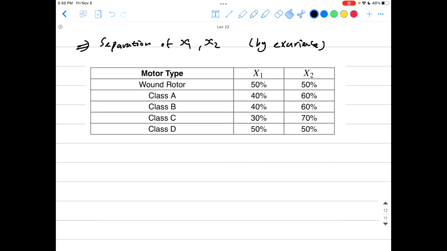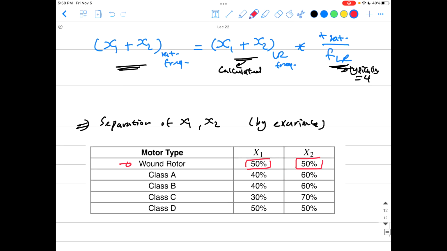So it depends. Typically for the machine, if it is a wound rotor machine, then X1 and X2 are 50% and 50%. That means if you find X1 plus X2 to be 10, for example, that means X1 equals 5 and X2 equals 5, yeah?